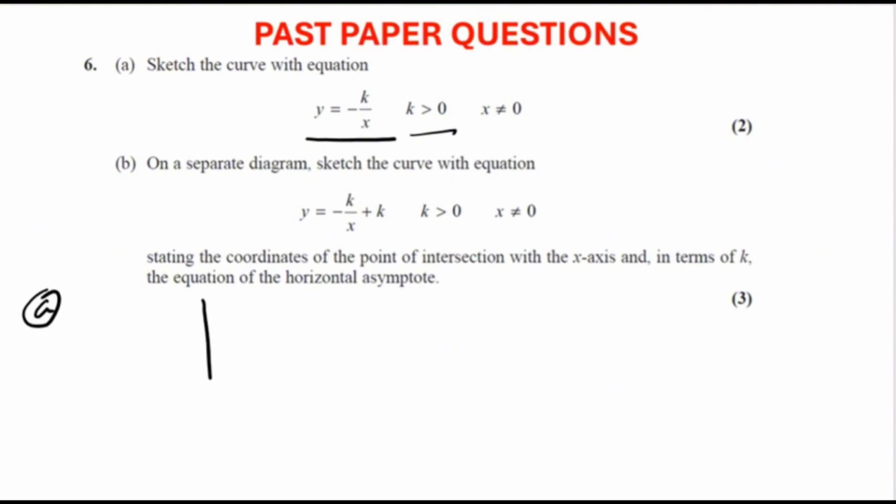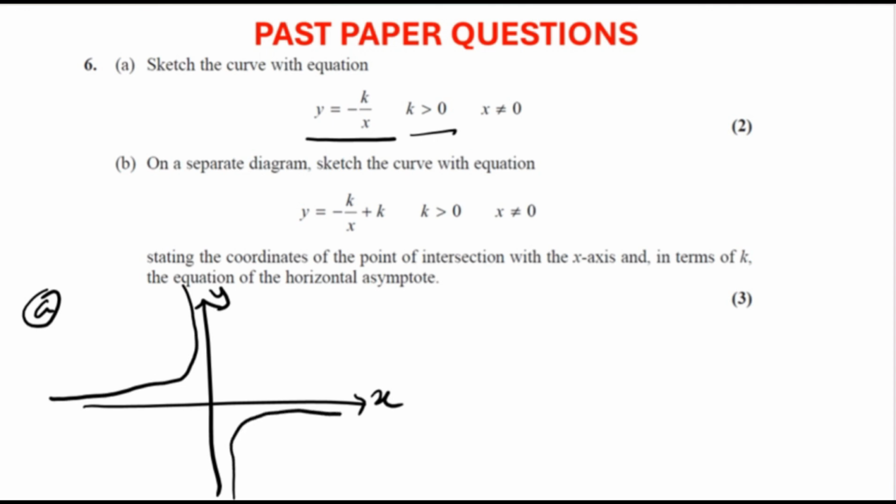So the graph will be sketched like this. This is the x axis, this is the y axis. Here we don't have any numbers, so we just have to sketch it. So our graph will look like this in this quadrant and in this quadrant with asymptotes, because it's a negative reciprocal graph, so the second and fourth quadrants are there.